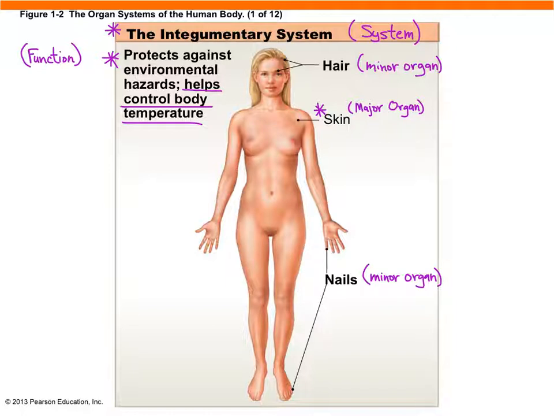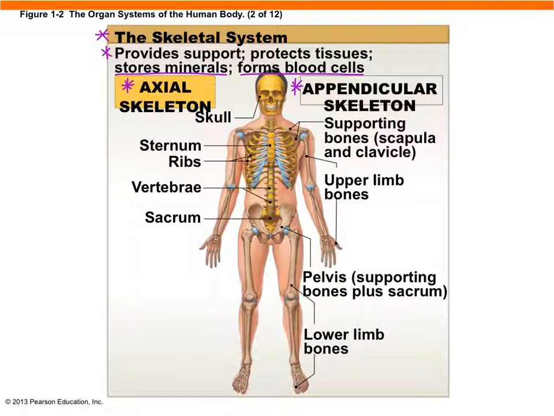Now what we're going to do is look at each system. We're going to name the system, name the major organ, and name the major function. The integumentary system is the first system, and the major organ is the skin, the largest organ in the body, and the main function is to protect against environmental hazards.